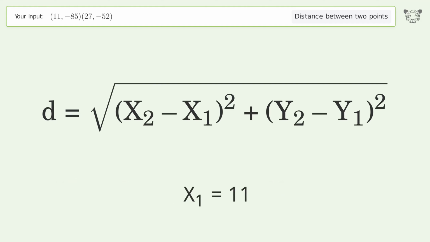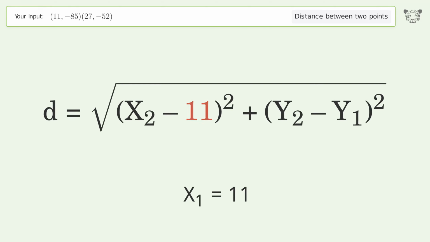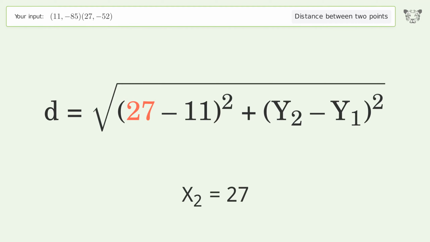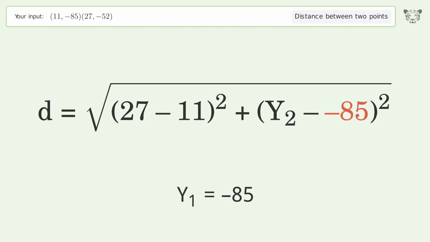x1 equals 11. x2 equals 27. y1 equals negative 85. y2 equals negative 52.